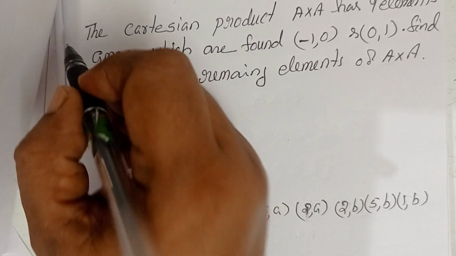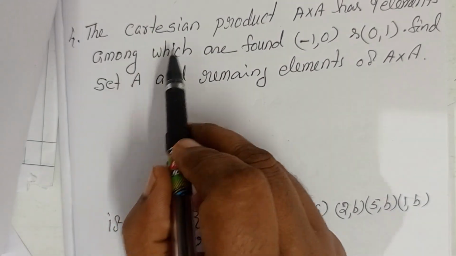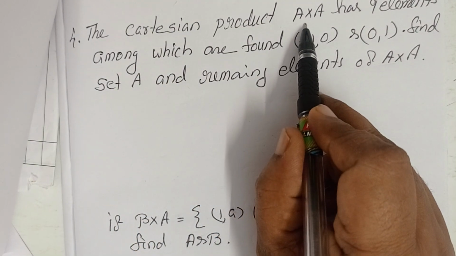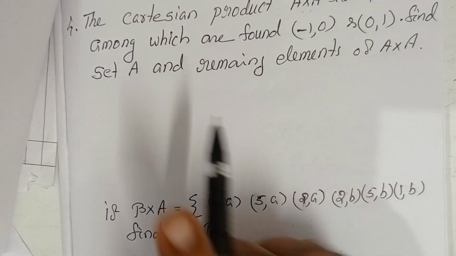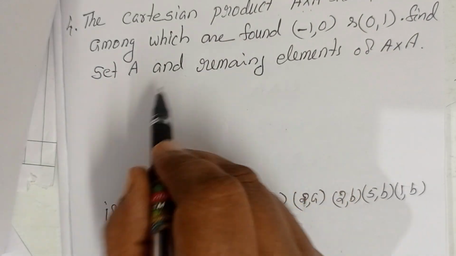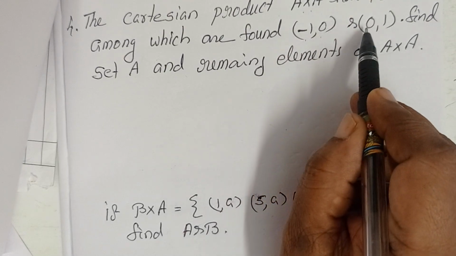The Cartesian, you can write the fourth question. The Cartesian product of A cross A has 9 elements, among which are found (-1, 0) and (0, 1).